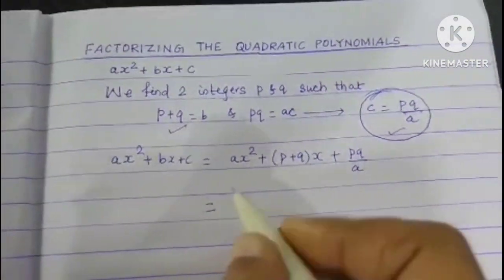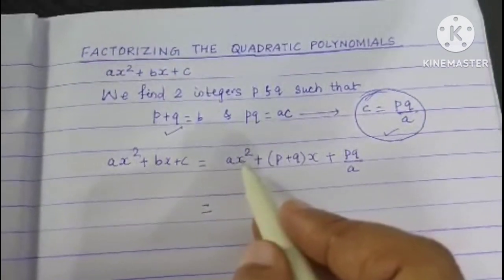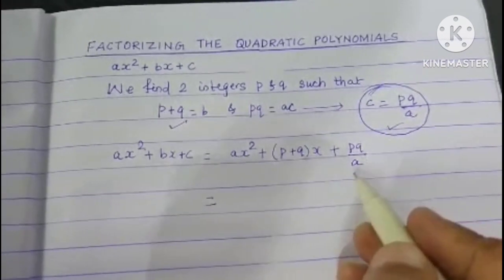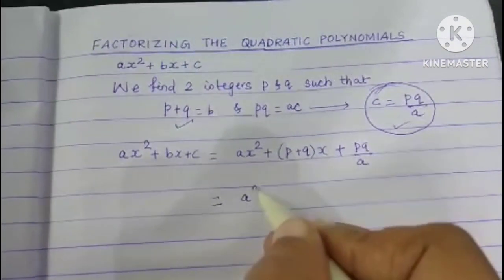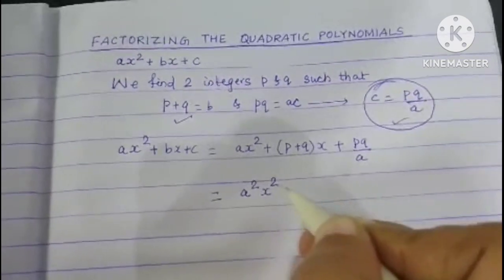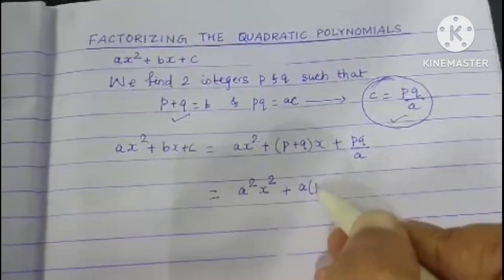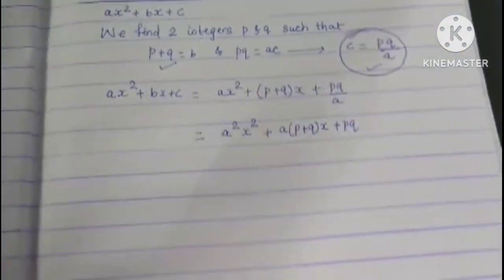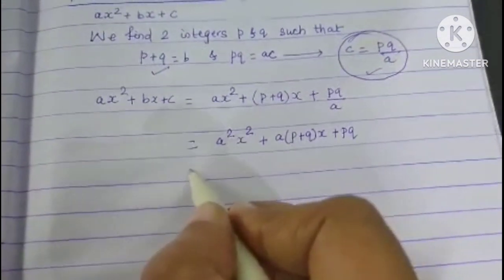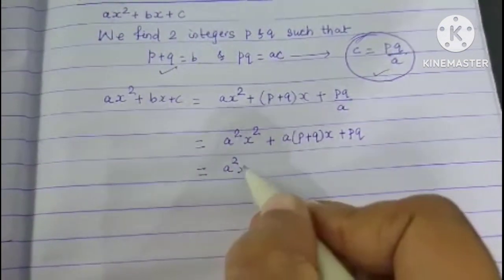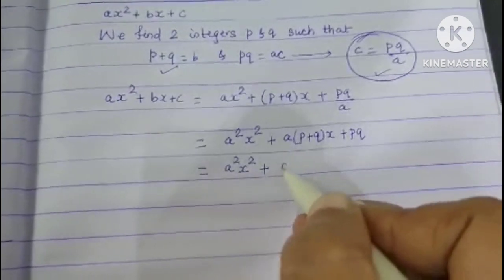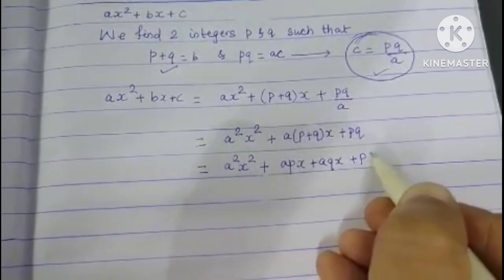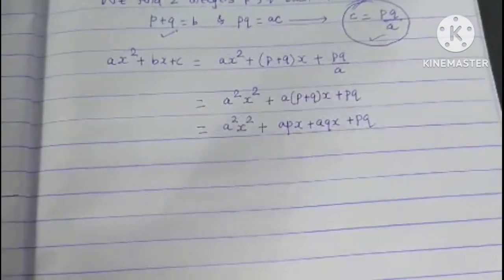Now let us multiply by a, so that we will clear out this denominator. Let's multiply each term with a. So a square x square plus a into p plus q x plus pq. Now it will be easy to factorize this one. That will be equal to a square x square plus apx plus aqx plus pq. I have simplified this one.